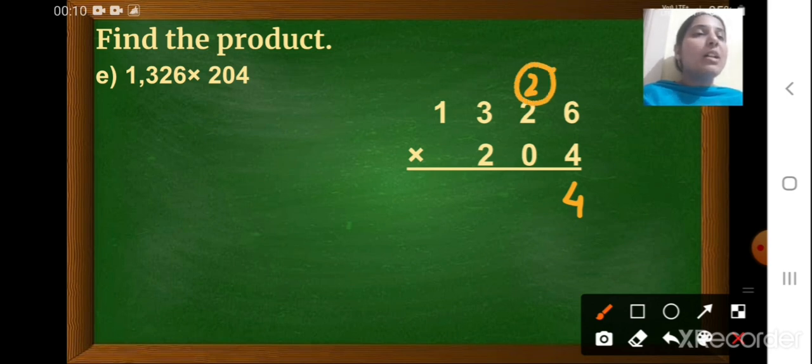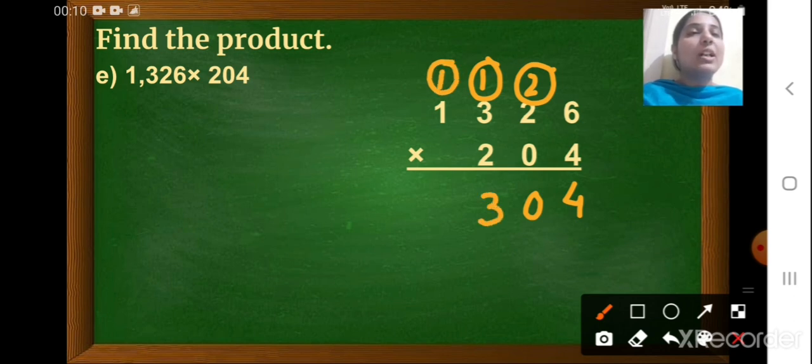Now, 2 fours are 8. 8 plus 2, 10. So, 0 we will write here. 1 will be carried over to the hundreds place. Now 3 fours are 12 plus 1, 13. So 3 we will write here and 1 will be carried over to the thousands place. Now 1 four is 4 plus 1, 5. Now we will write 1 0 here.